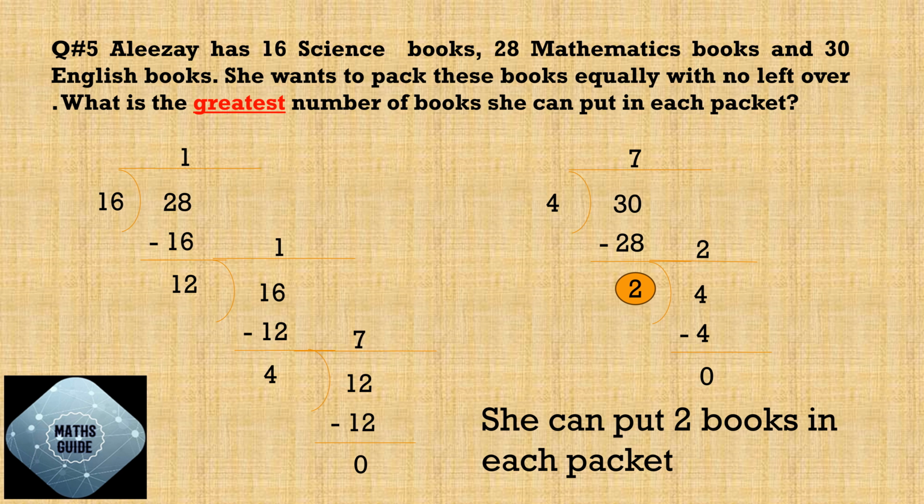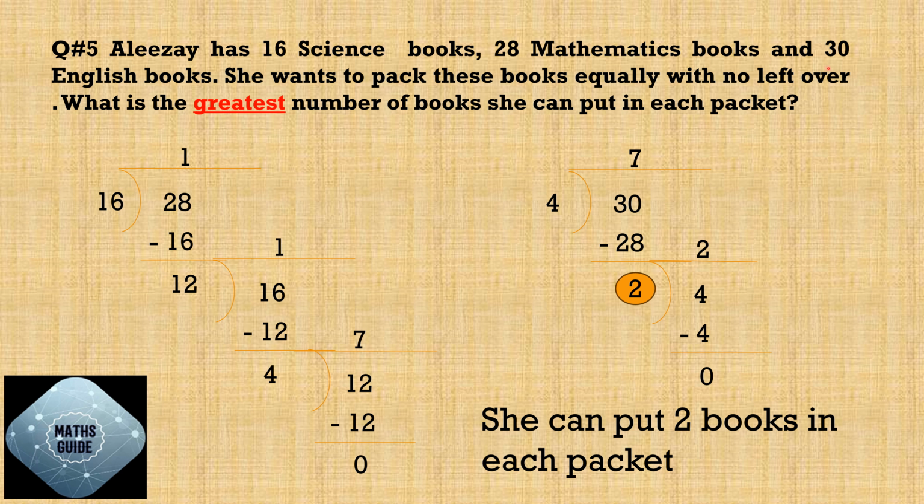each packet. So we have three numbers 16, 28 and 30. We can use either method of prime factorization or division method. I find this method easy, so I am using this. Make 28 as a dividend and 16 as divisor. We divide it, then remainder will be 12. This divisor will become dividend in the next step and the remainder will become divisor and we get 4 as a remainder. This 4 will become divisor and the previous divisor will become dividend and we get remainder 0.